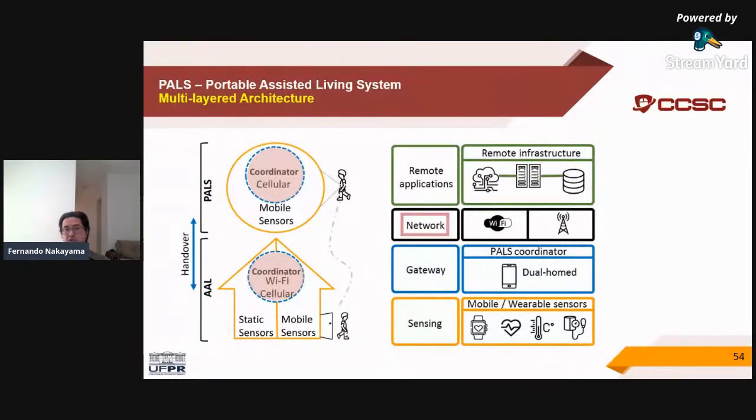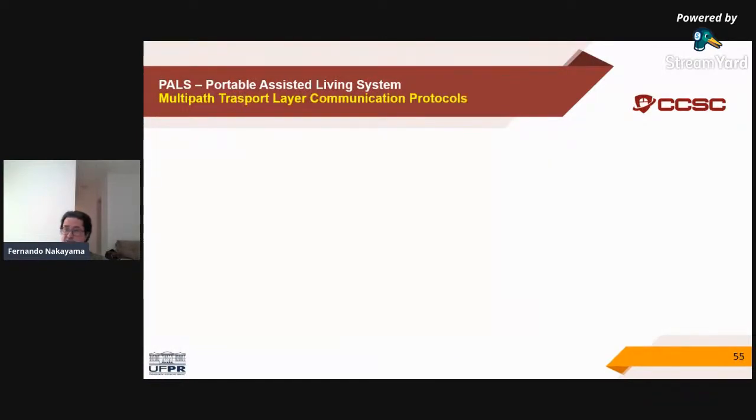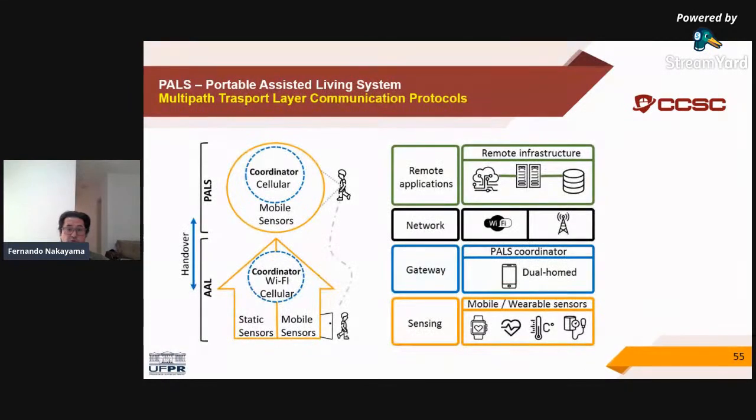And with multiple communication technologies, we can employ different configurations, such as using both communication technologies and paths simultaneously to gain in performance, or we can use the handover among the paths when one of them is unavailable. And the final goal is to reach the remote infrastructure. The multipath protocols provide different configurations regarding communication technologies. The experiments we have conducted seek to reproduce those different scenarios.